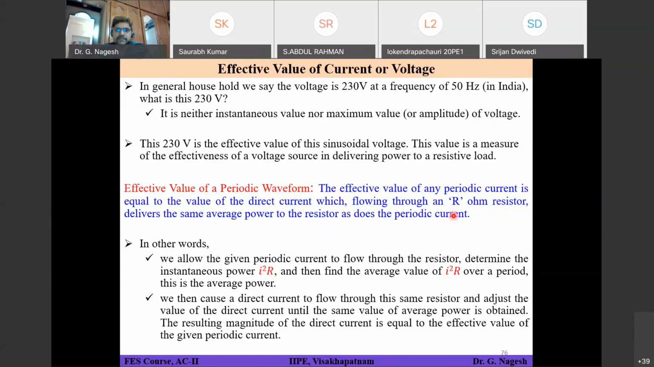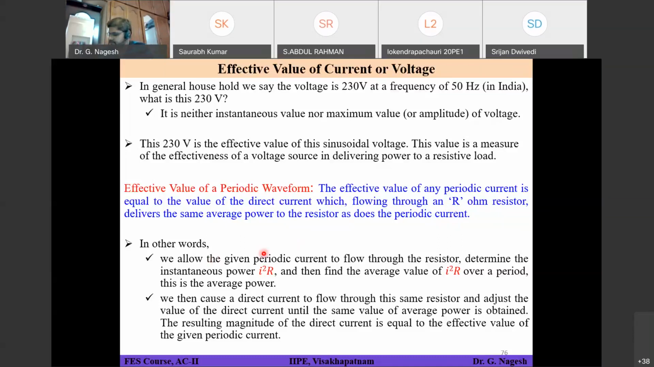You may get a little bit confused with this, but the statement says that the effective value of any periodic current is equal to the value of the direct current which, flowing through an R ohm resistor, delivers the same average power to the resistor as does the periodic current. I am explaining the same statement in 2 steps below, so from this you will get a clear picture.